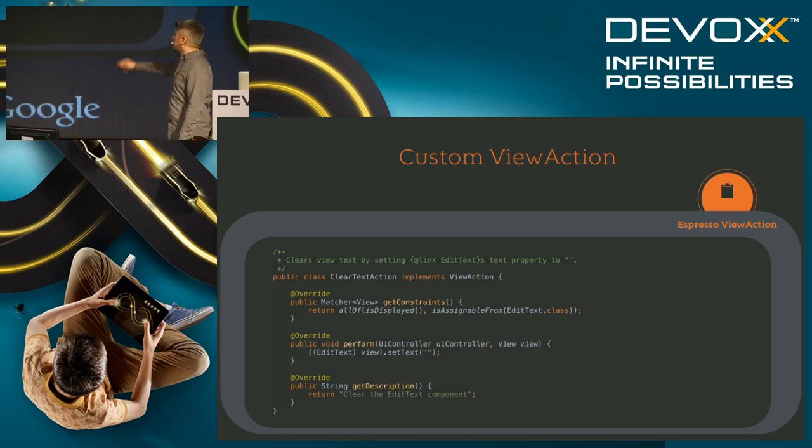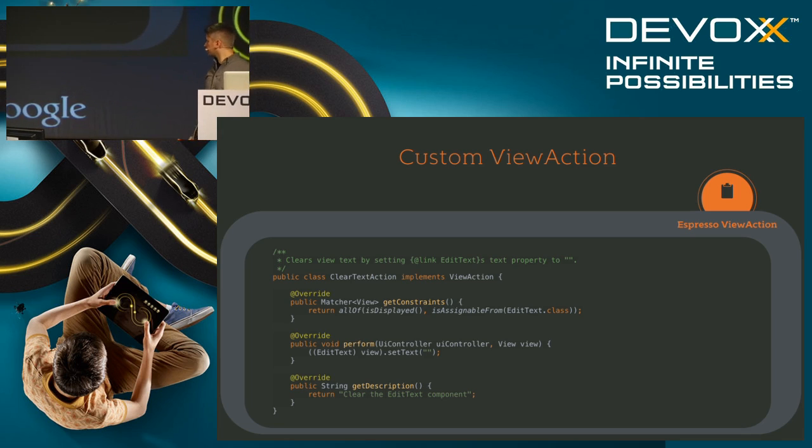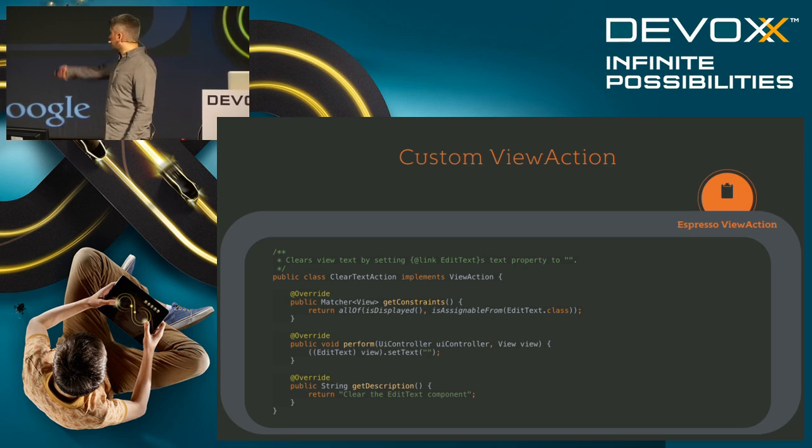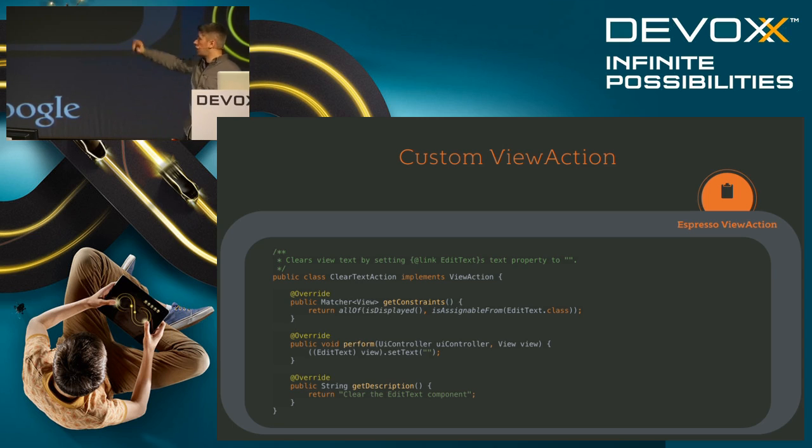Okay, I will implement the ViewAction interface. So I say I need to implement the getConstraints. You see, I can work with Hamcrest. I say for this to apply, it should be displayed. It should be on the display, and it should be of the type EditText. And then you see I can do the perform. I can just say set text to an empty string.